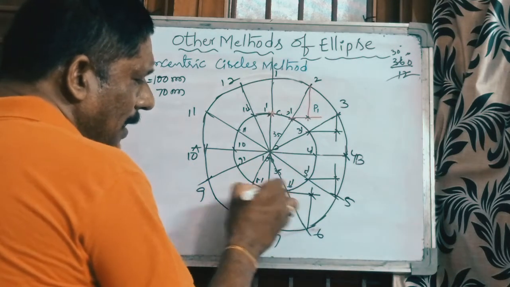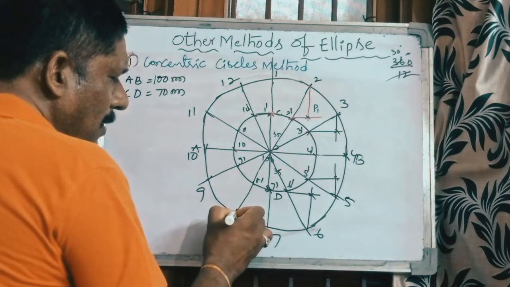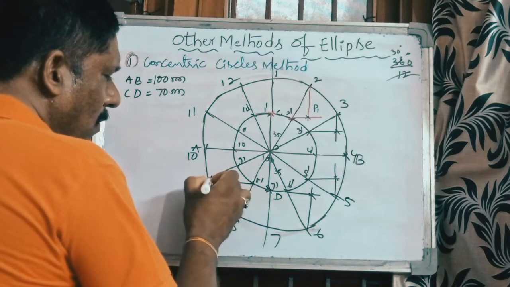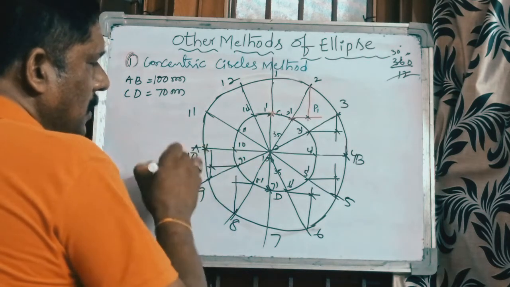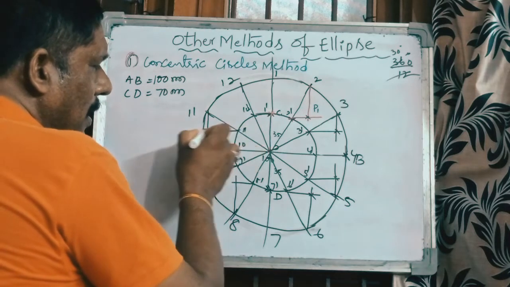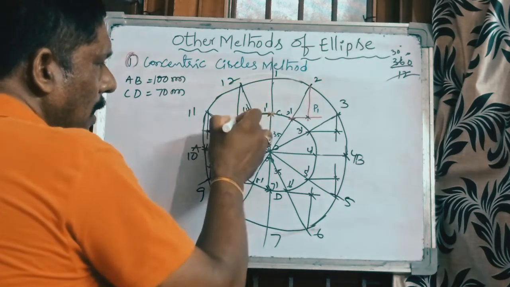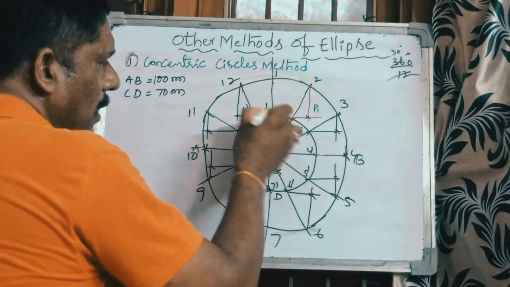So next point you will get here. For the 8th point, draw a vertical line and a horizontal line. You will get the point here. Next point, again a vertical line and a horizontal line. So this point and this point.